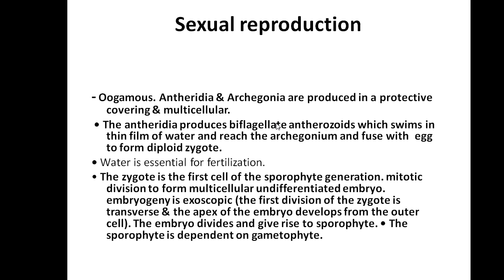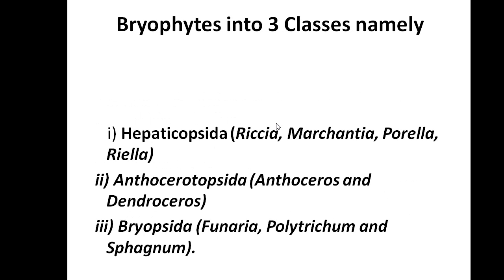It produces a multicellular undifferentiated embryo. This embryogeny takes place in a transverse manner, with the apical cell facing the outer side, so it is called exoscopic. The embryo again divides and gives rise to the sporophyte. The sporophyte depends on the gametophyte only. This is about sexual reproduction of bryophytes. From bryophytes you will generally get 3 marks, so listen to this question carefully.